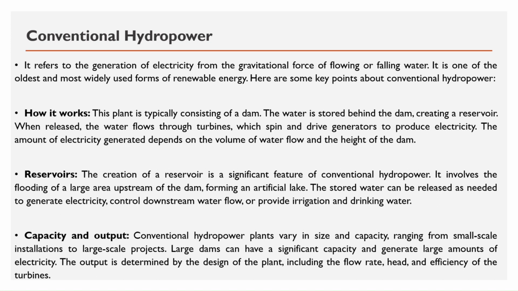Reservoir. The creation of a reservoir is a significant feature of conventional hydropower. It involves the flooding of a large area upstream of the dam, forming an artificial lake. The stored water can be released as needed to generate electricity, control downstream water flow, or provide irrigation and drinking water. Capacity and output. Conventional hydropower plants vary in size and capacity, ranging from small-scale installations to large-scale projects. Large dams can have a significant capacity and generate large amounts of electricity. The output is determined by the design of the plants, including the flow rate, height, and efficiency of the turbines.